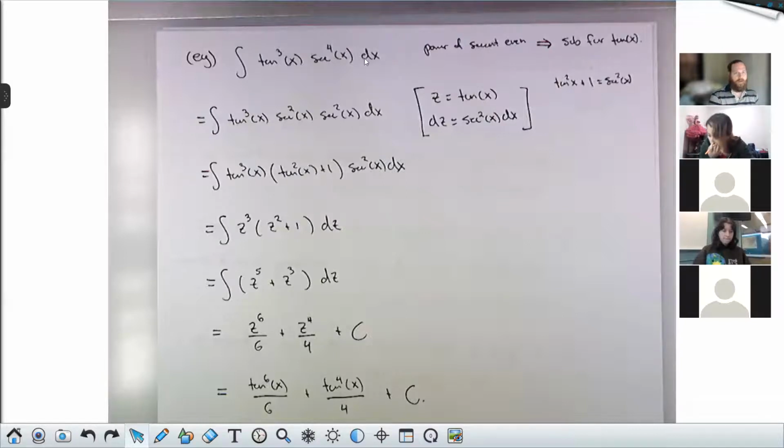Let's see. Yeah. Oh, that's interesting. I hadn't thought of that. Yes, you're correct. So the power of tangent here being odd means we could also have used the second rule. Those are not mutually exclusive. So the power of secant was even. It's also true that the power of tangent here was odd.